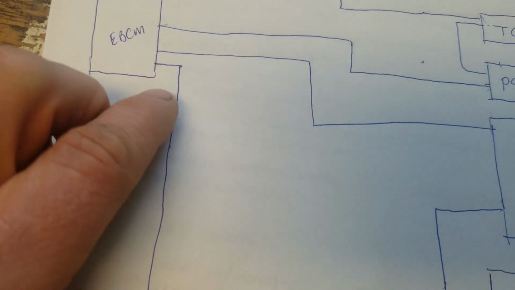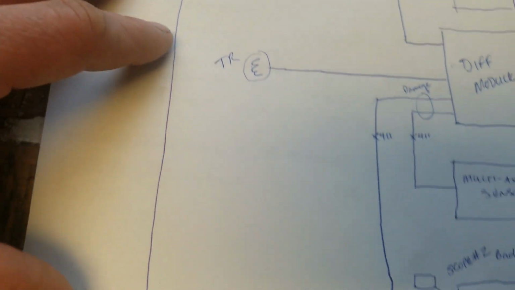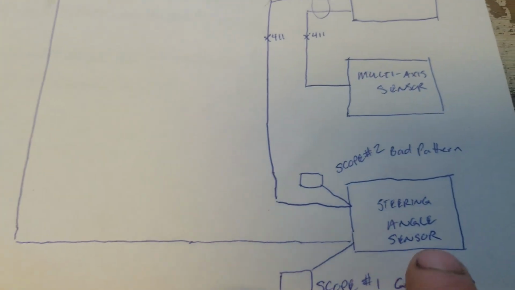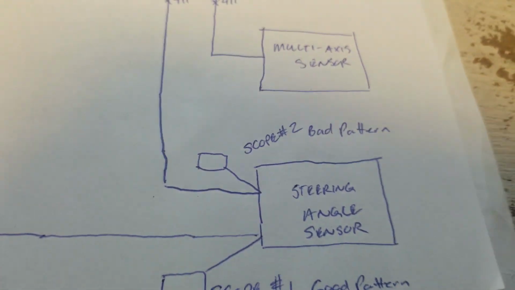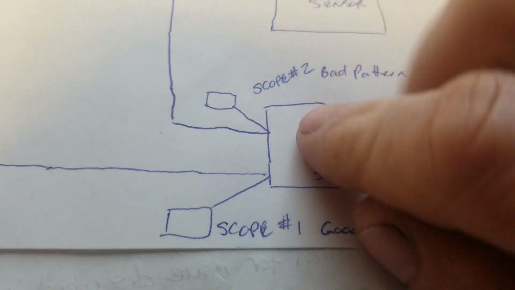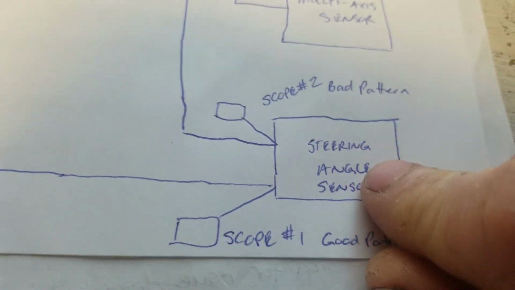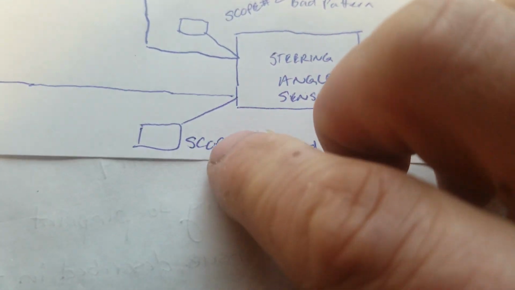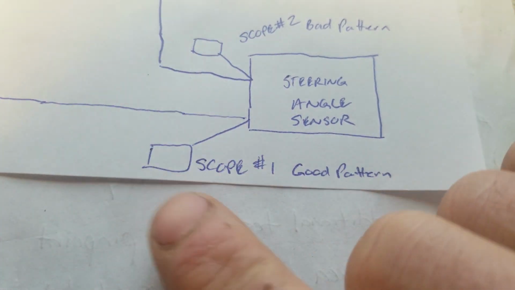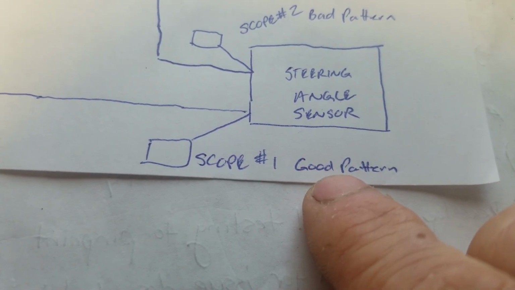Every model's different. But if you follow this down, it comes into our steering angle sensor module. Now, in my first video, when I was checking the CAN high and low, I had gone to this steering angle sensor, disconnected it, and back probed on my high and my low with 2 different scope leads. So scope number 1, good pattern.